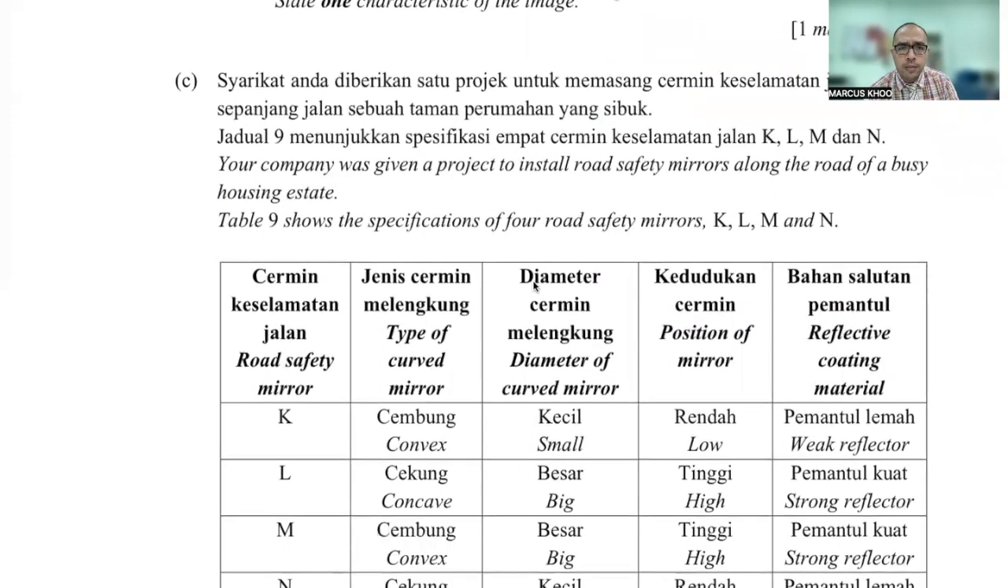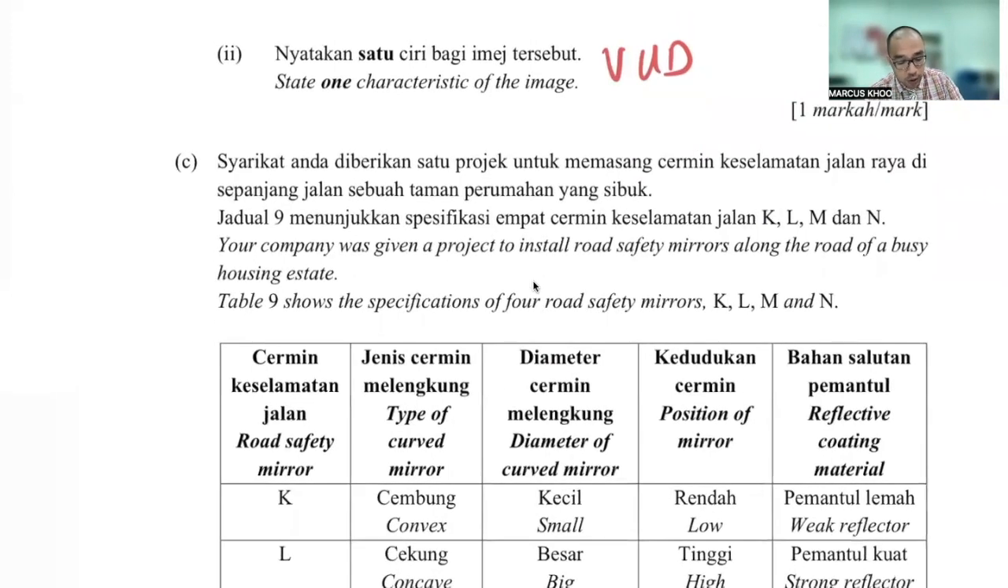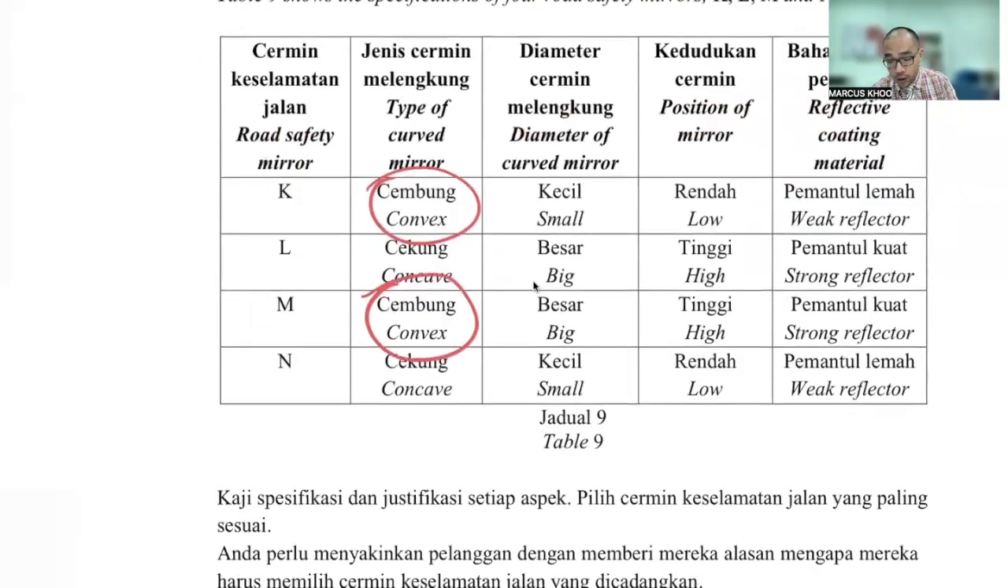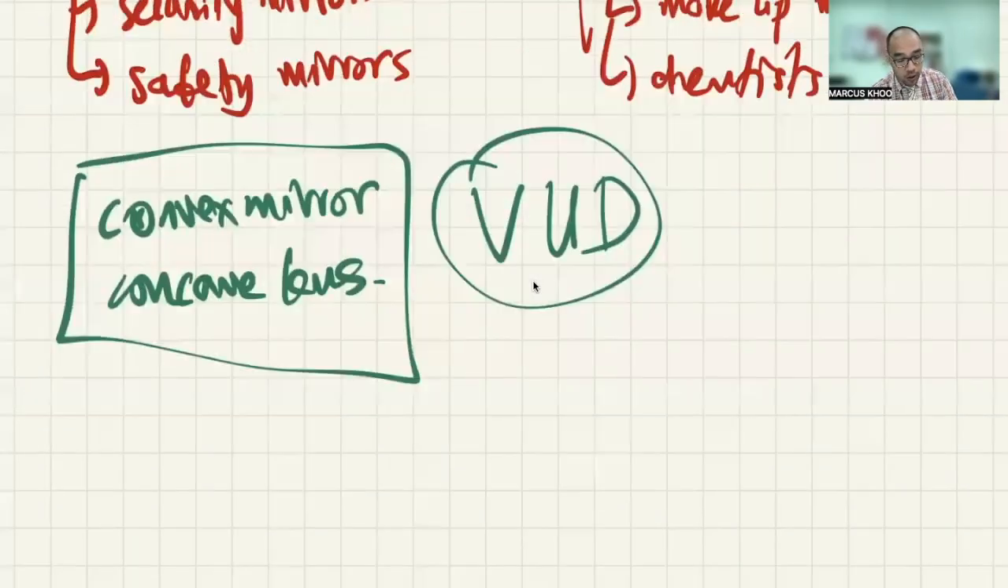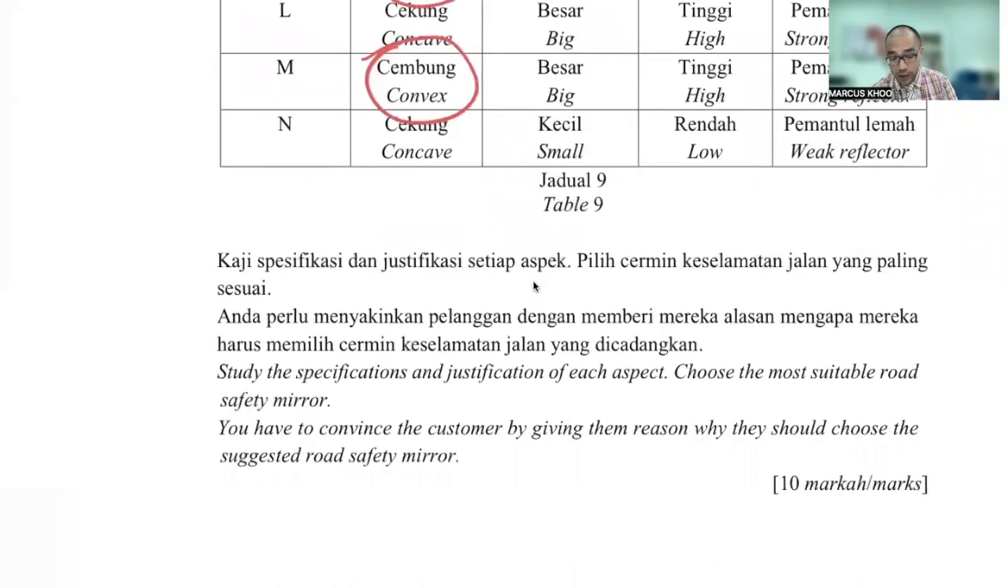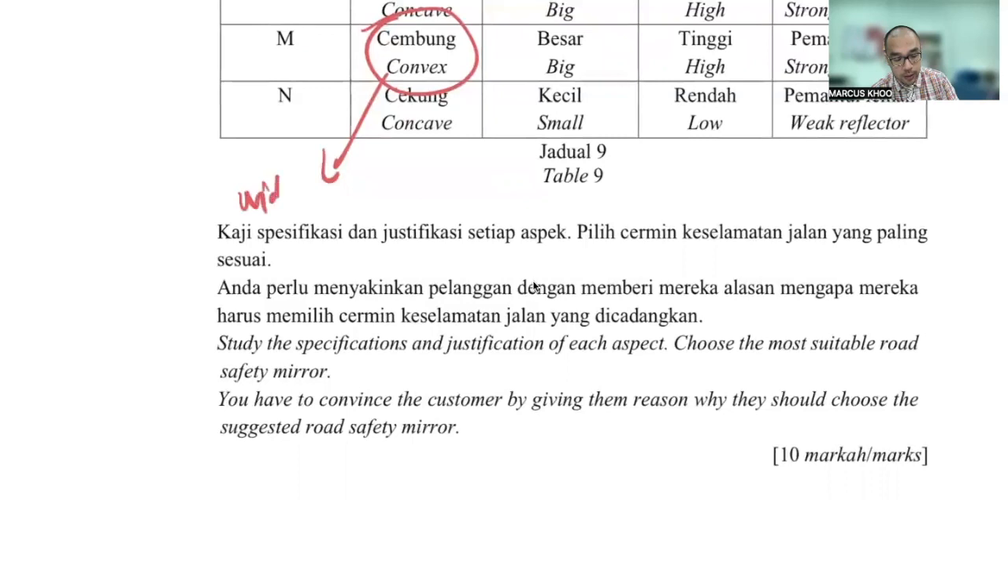Now, Table 9 shows the specifications of 4 safety mirrors. Your company was given a project to install road safety mirrors along the road of a busy housing estate. So this is what I was saying just now. When we want safety mirrors, we want to use a convex mirror. Why a convex mirror? As I said just now, the main idea is that it has a wide field of vision. This should be the reason. You can use wide field of view or wide field of vision; it's essentially the same thing.